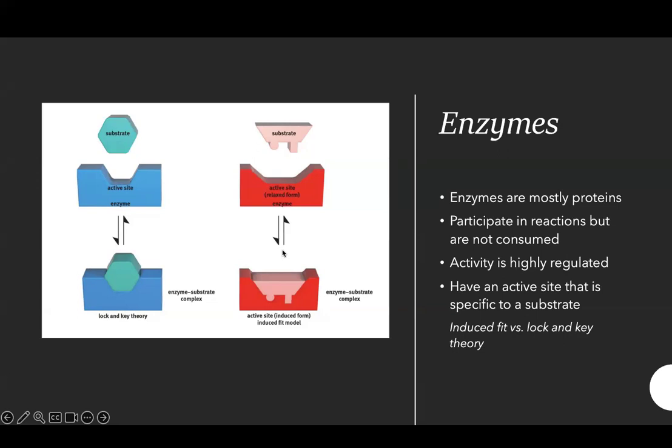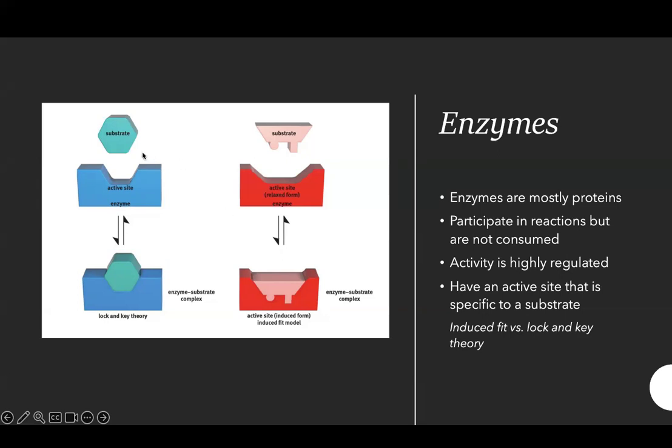Because enzymes are so important, their activity is highly regulated in living systems, so they don't just randomly go about catalyzing reactions, but they are very tightly regulated. And enzymes have an active site where the substrate can fit into, and that is where the substrate will lastly react to form a product.